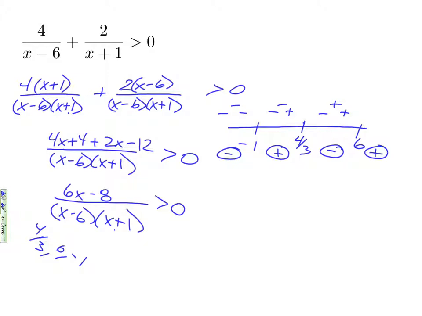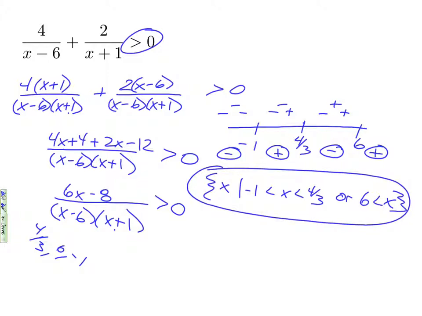Alright, so it says we want greater than 0. So which part do we want? We want the positives. So I'm going to have negative 1 less than x less than 4/3 or 6 less than x. And there's my solution. Okay. Same approach as yesterday once you get to the number line. But getting to the number line is a little bit different than what we did yesterday. Questions on that before we move to the second one?